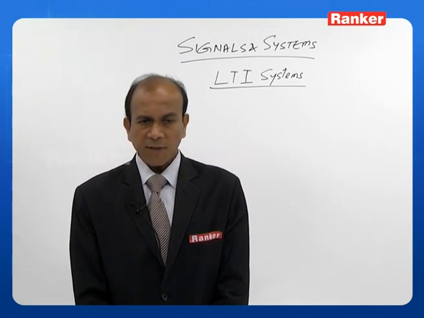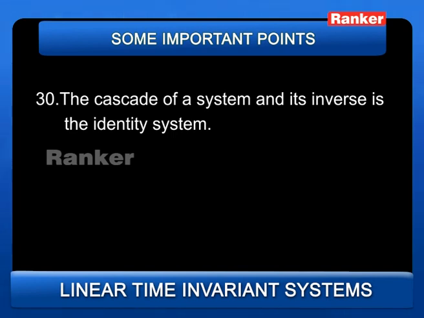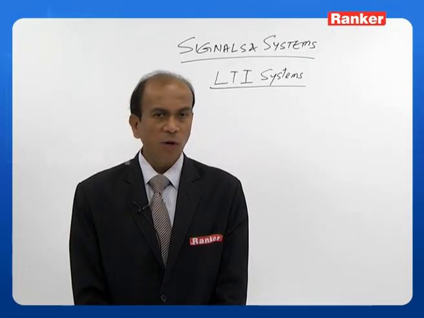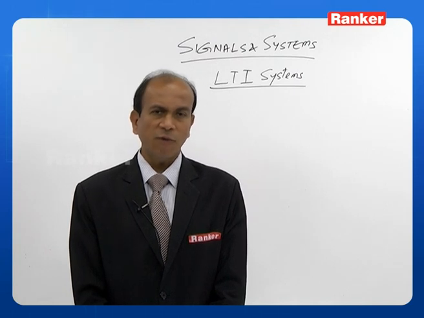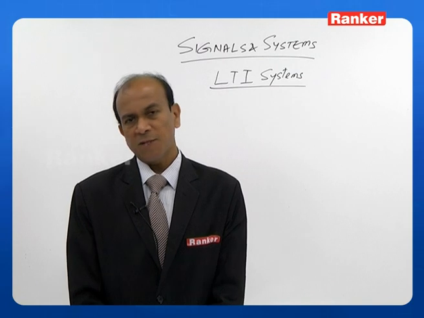A very important point here, 30th point. The cascade of a system and its inverse is the identity system. And 31, that is the last point, says deconvolution is a process of recovering the input from the response of a system. I use convolution to find the response of a system, then I do what is called deconvolution to find out my input from the response of the system.